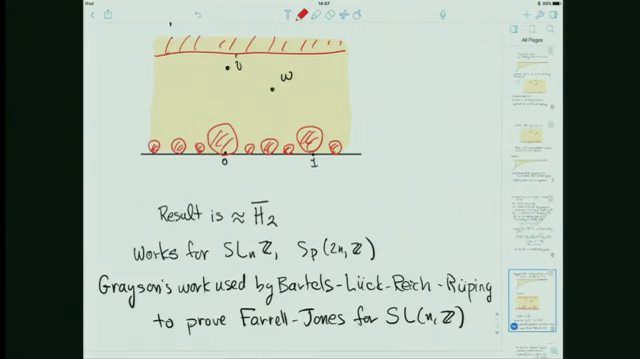So Grayson did this for SLNZ and SP2NZ, and it's been done for other arithmetic groups as well. And I forgot to write down the reference. Does anybody know who I should write down? Saper. Okay. And I should say that Bartels, Luke, Reich, and Ruping proved the Farrell-Jones conjecture for SLNZ, and they used Grayson's description of the Borel-Serre bordification to do what they did.